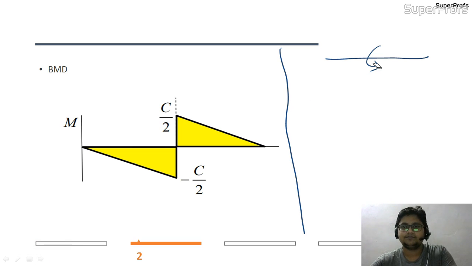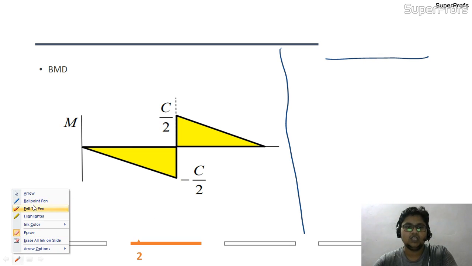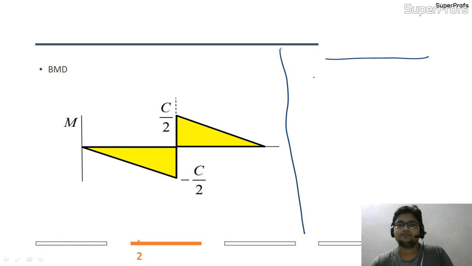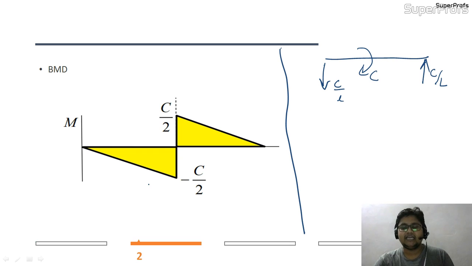So suppose my couple was acting in the clockwise direction. It was like this, C, and I had got a reaction C by L here, and C by L here. Now, mathematically, I will write the equation in such a manner that from that equation itself I will draw the bending moment diagram. And from the shear force diagram also, I will show you how I arrive at the result.